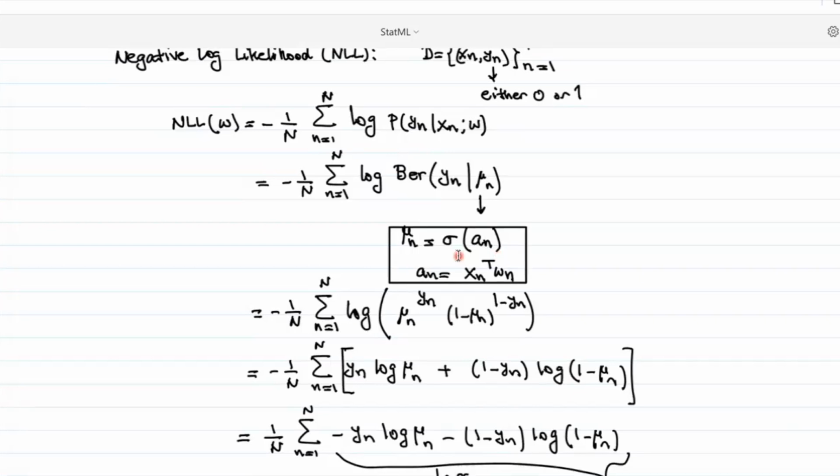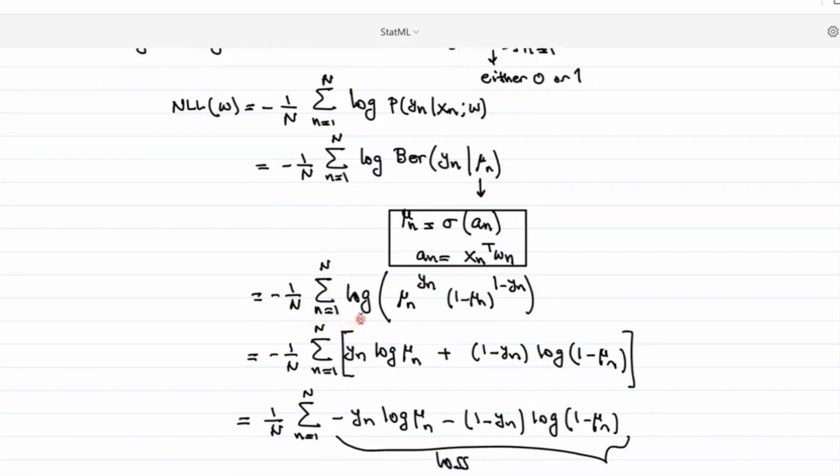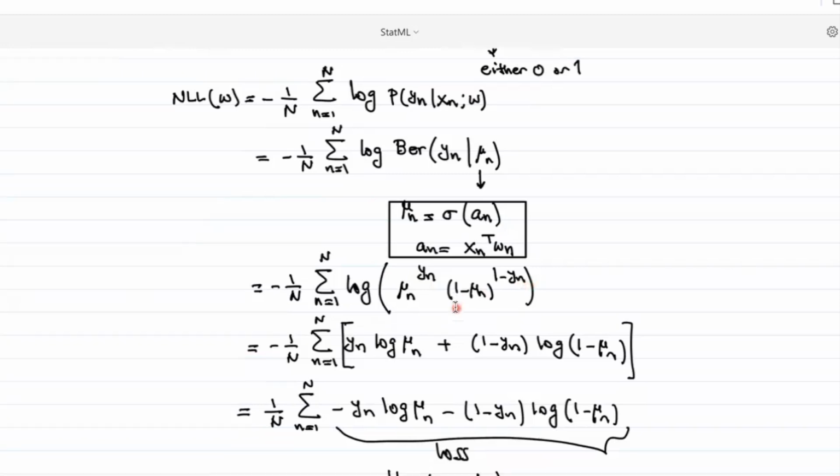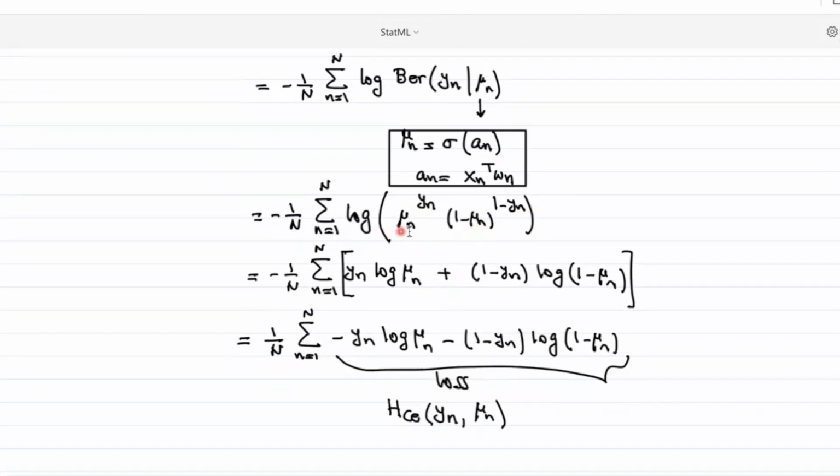So with all these here, we have this negative 1 over n, the summation over n of log of probabilities. And we know for the Bernoulli distribution, that was in the first slide, we can write this probability mass function as mu n raised to the power of yn, 1 minus mu n raised to the power of 1 minus yn. And we can do this because yns are either zeros or ones. And now we can use the properties of the logarithm function. So we have a and b. Log of a times b is log of a plus log of b.